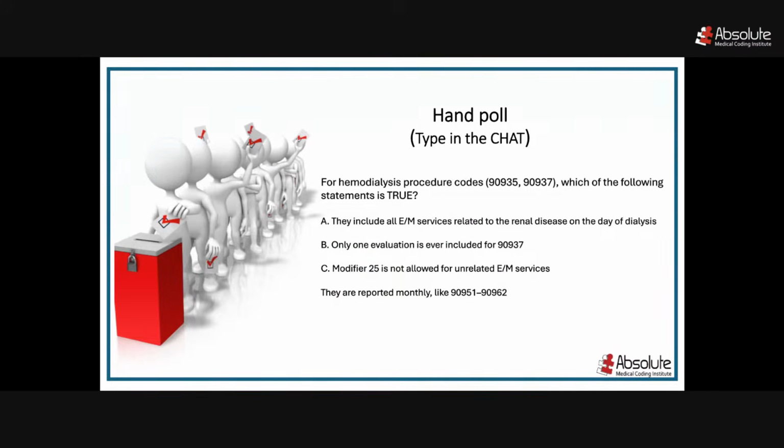For hemodialysis procedure codes 90935 and 90937, which of the following statements is true? Option A, they include all the evaluation and management services related to the renal disease on the day of dialysis. Option B, only one evaluation and management is ever included for 90937. Option C, modifier 25 is not allowed for unrelated E&M. Option D, they are reported monthly like 90945, 90951 and 90962. Which is a true statement among these four?